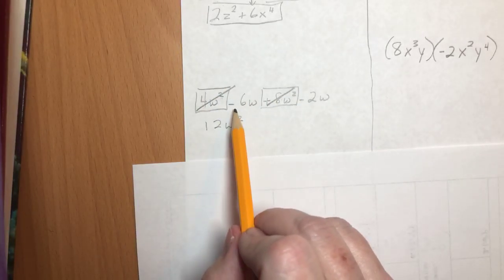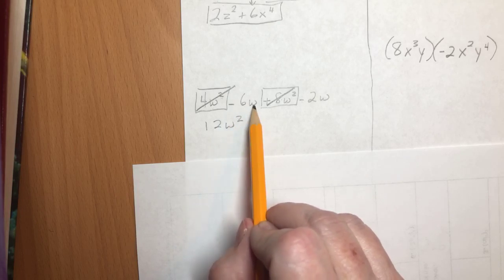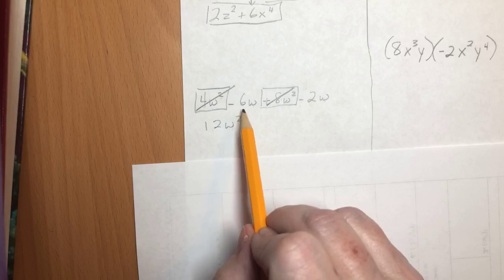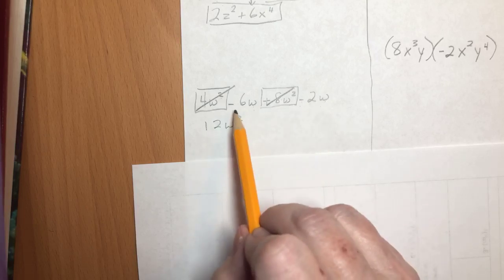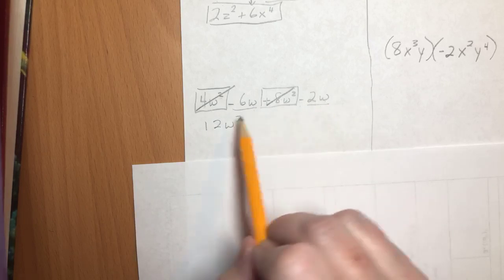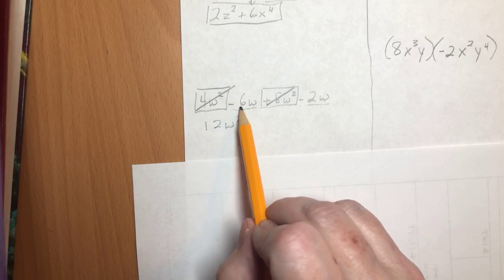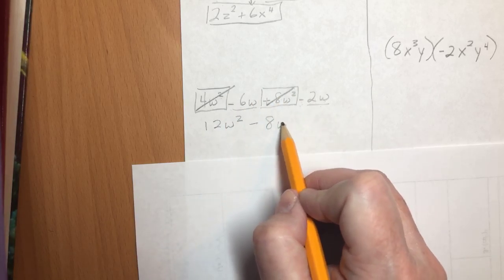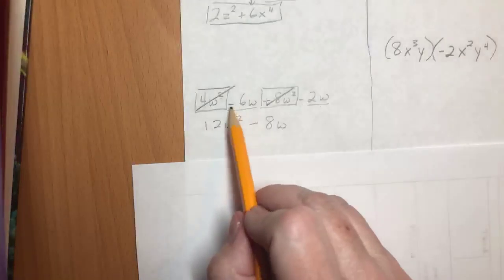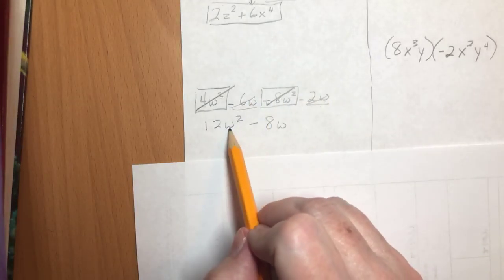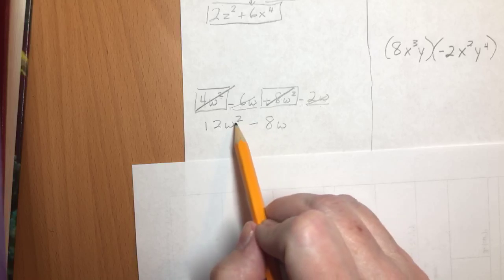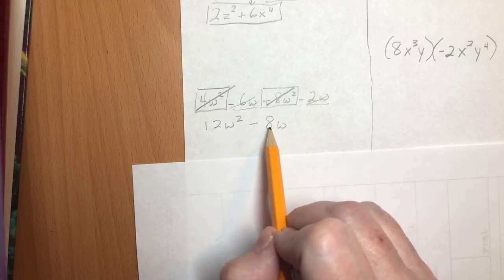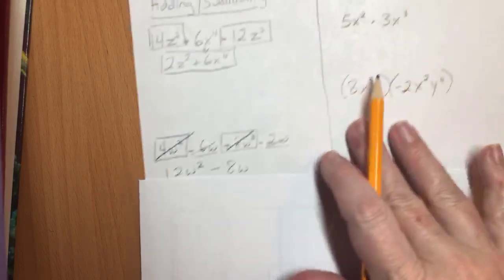So now what do I have left? I have negative 6w minus 2w. Now they're both just w's, so those are like terms. I can go ahead and combine those. Negative 6 minus 2 is negative 8w. Done, okay? I don't have to do anything else. Do not change these. Do not say this is a 3 now, 3w's. You only do that when you multiply. So let's go ahead and move over to multiplication.